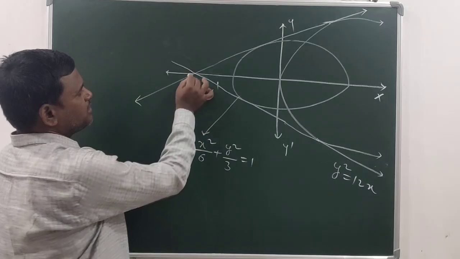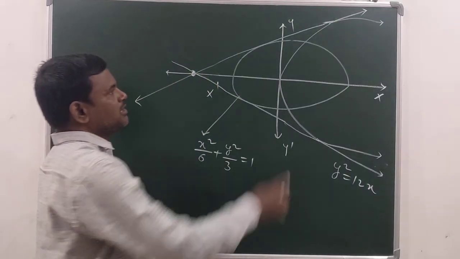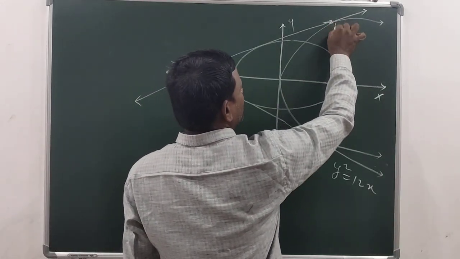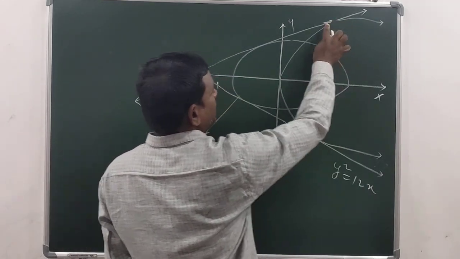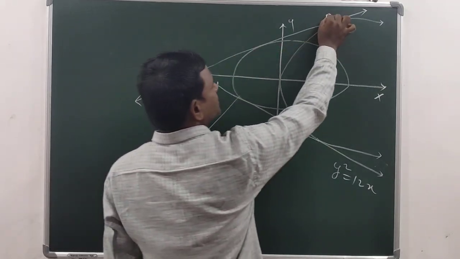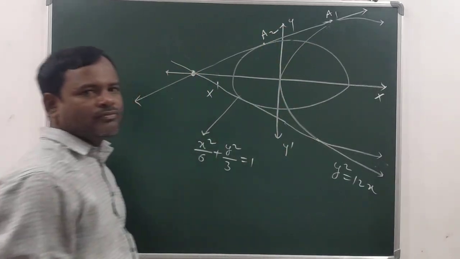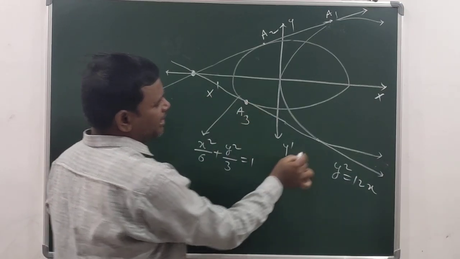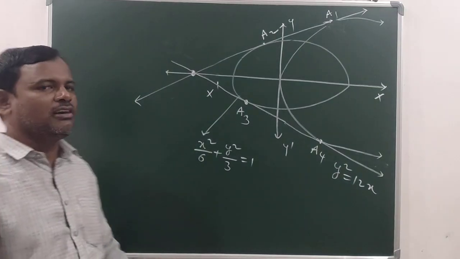Both are intersecting at this point. And this common tangent T1 is touching the parabola at this point and the ellipse at this point. Let us name these two points as A1, A2, and the points of contact of T2 as A3 and A4, as they mentioned. This is the given data.